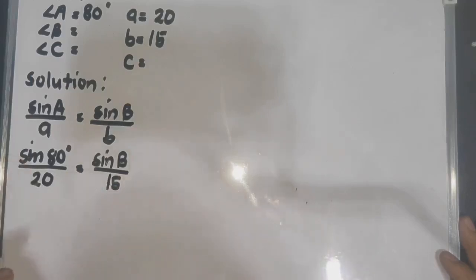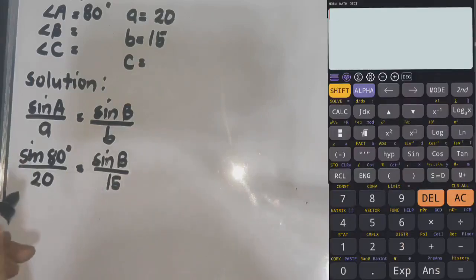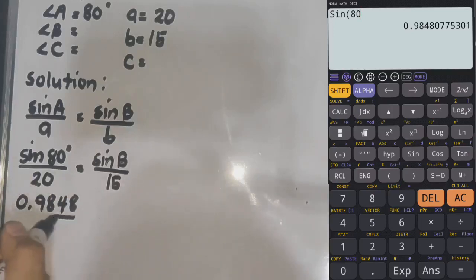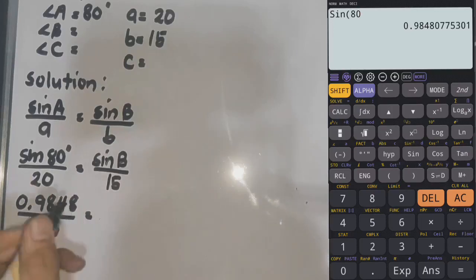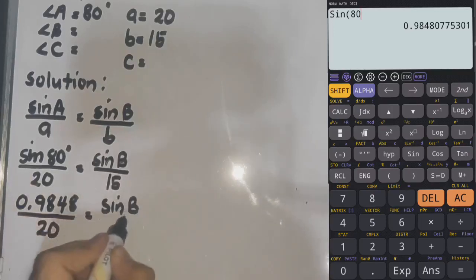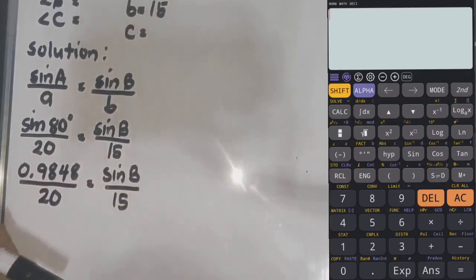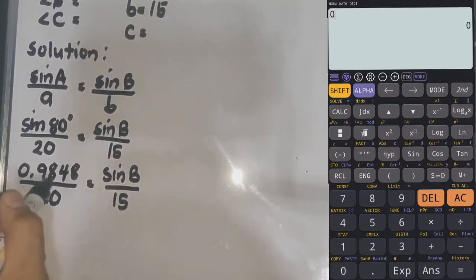Kuhanin natin yung value ng sine of 80 degrees. So, the value of sine of 80 degrees is, press sa calculator, sine, then 80. Then you will get 0.9848. So, kapag kailangan i-round, so normally 4 decimal places over 20 equals sine of angle B, kasi yung hinahanap natin, over 15. So, kapag mayroong kompleto dito sa left or right side, i-divide nyo muna para mas maliit na lang yung value na kailangan ninyo multiply. So, 0.9848 over 20 is 0.